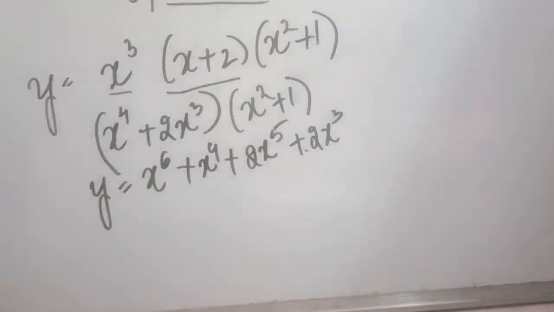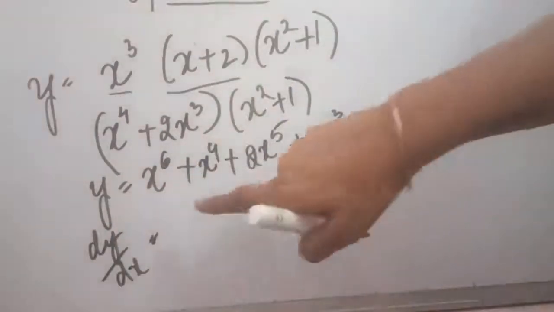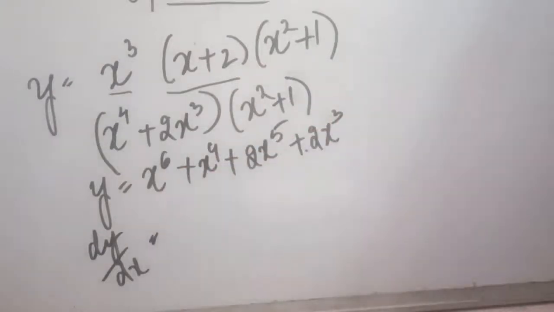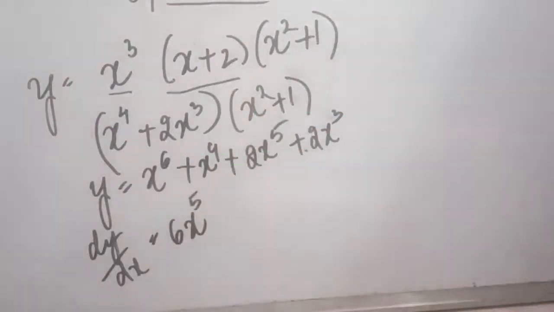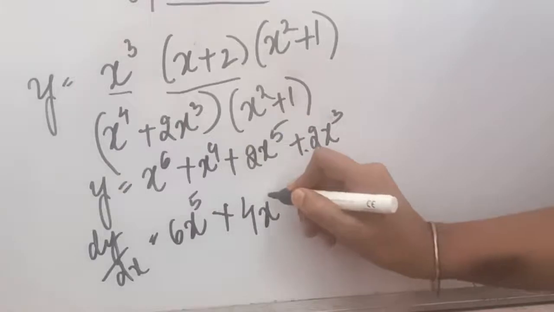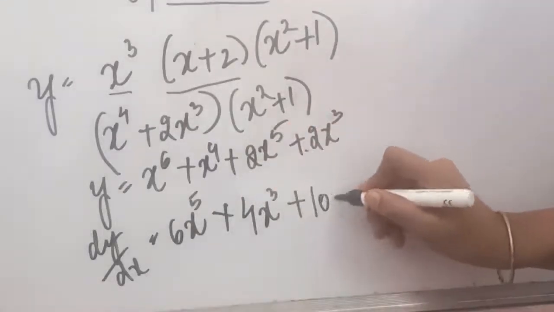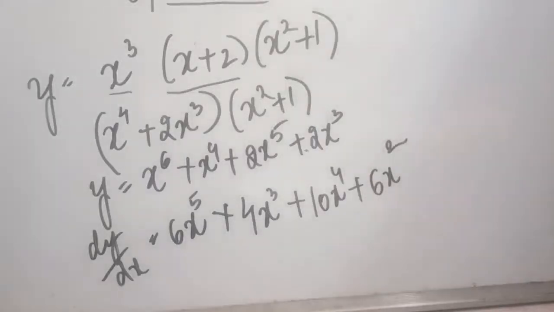So we have this function now. If we take the derivative, I am directly taking the derivative. You can write the first step, that is derivative of this plus derivative of this. Taking the derivative, the power will come in front and the power will be reduced by 1. So x power 6 derivative is 6x power 5, plus x power 4's derivative is 4x cube, plus the power will come further, 10x power 4, plus 6x square. So this is how the questions of open the brackets are solved in derivatives.